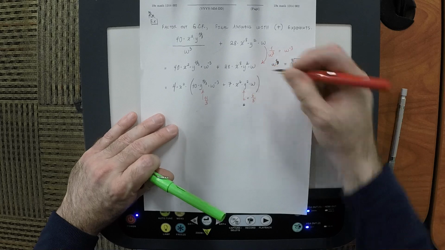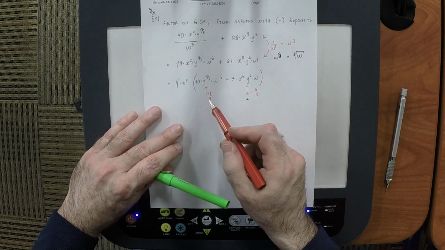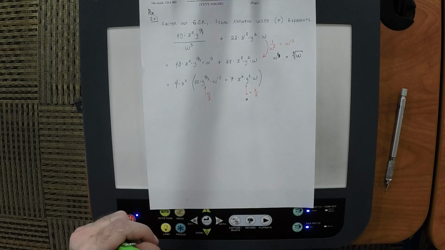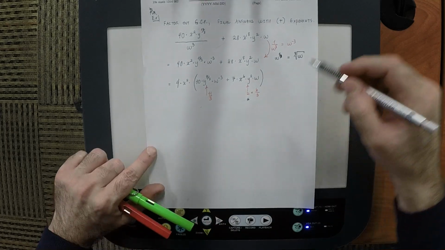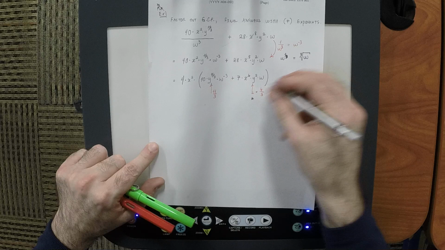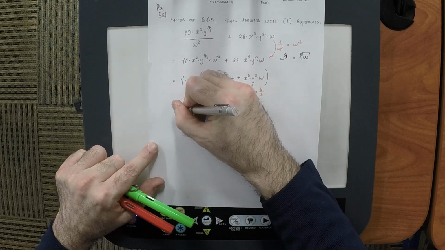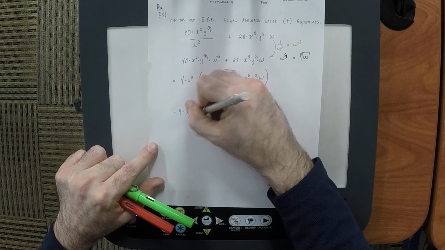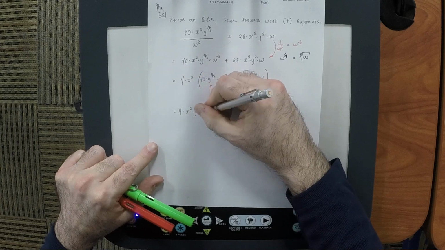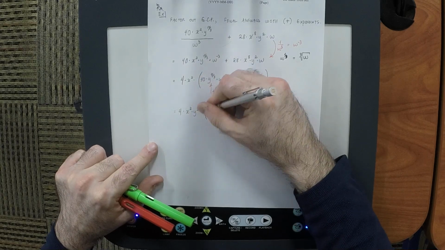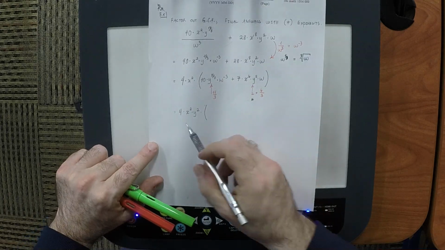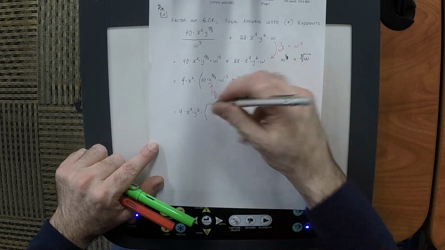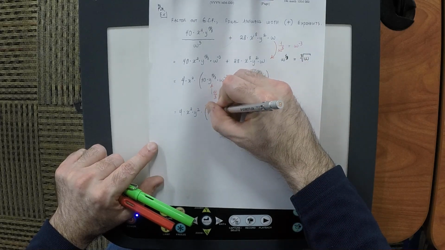So the choice was between 11/3 and 6/3. 6/3 is the one. So I'll factor out y squared. So this would be 4x squared y squared. And so now, we want to deal with this. So the coefficient's still going to be 10 because we didn't mess with that at all.